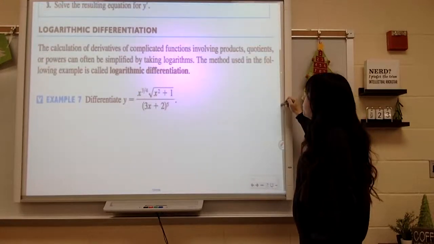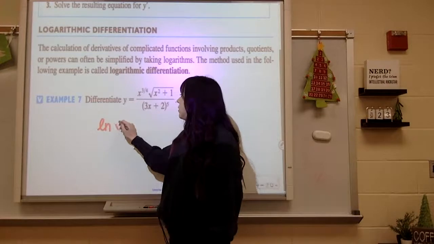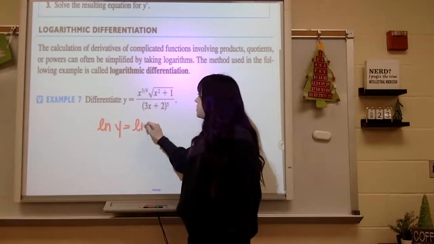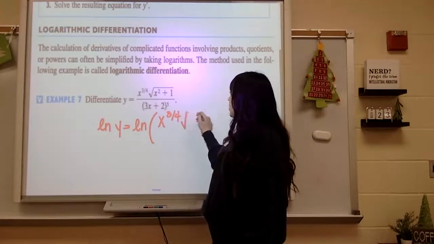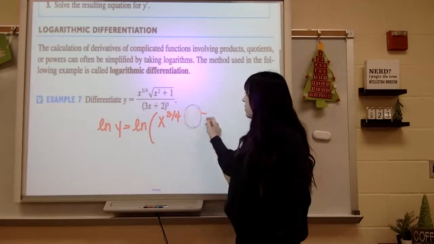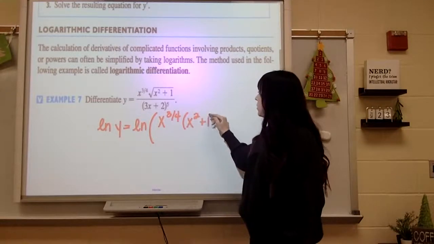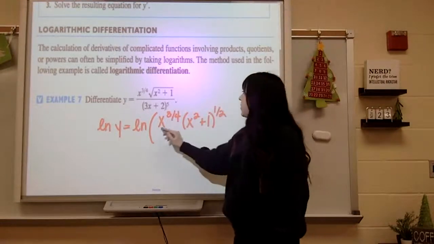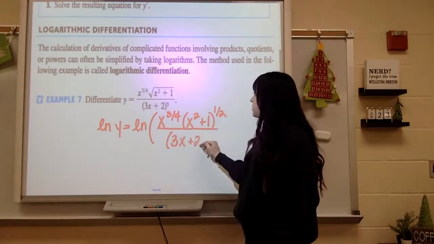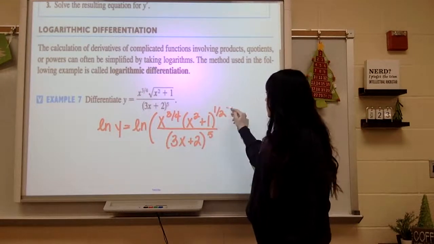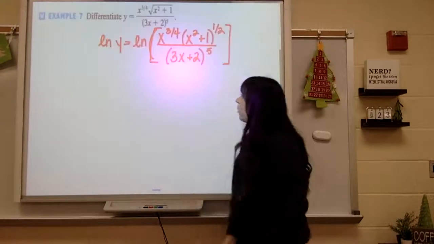So what I'm going to do is take the natural log of both sides of my equation. Actually, I'm going to go ahead and rewrite the radical while I'm at it. So I'm taking the natural log of both sides. Okay, that's step 1.